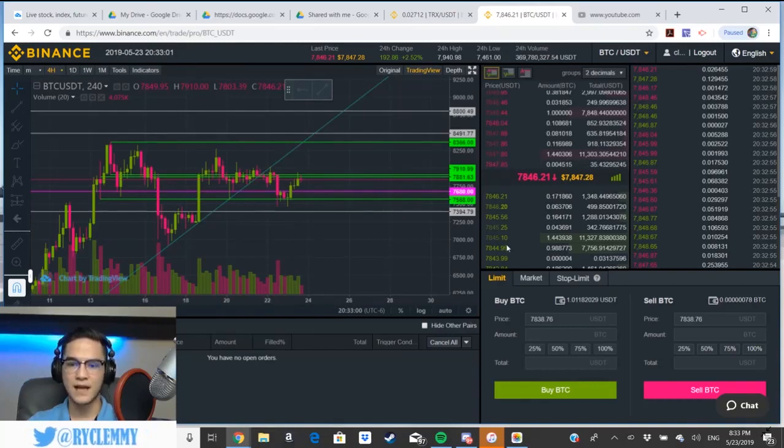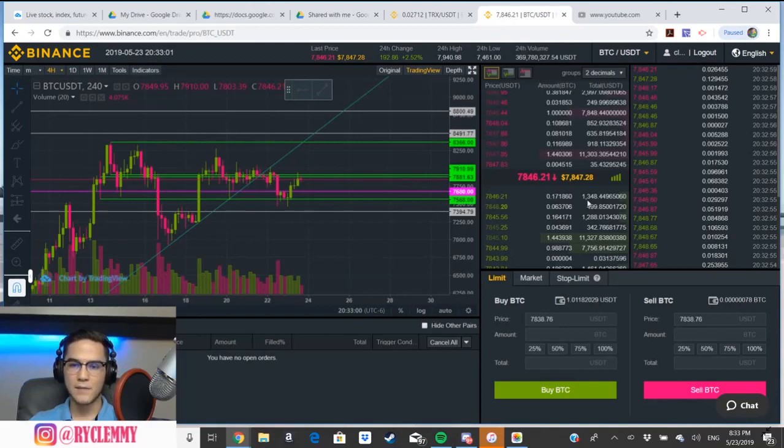Now, on the opposite side, you have the bid orders. That's going to be your green ones. And now this is the price at which people are attempting to buy Bitcoin. And so, for example, right here, you can see that a group of people are trying to buy about $1,300 or 0.17 Bitcoin at this price of $7,846.21. So again, you can see right here that this is the highest price on the market currently that someone is willing to buy Bitcoin for.